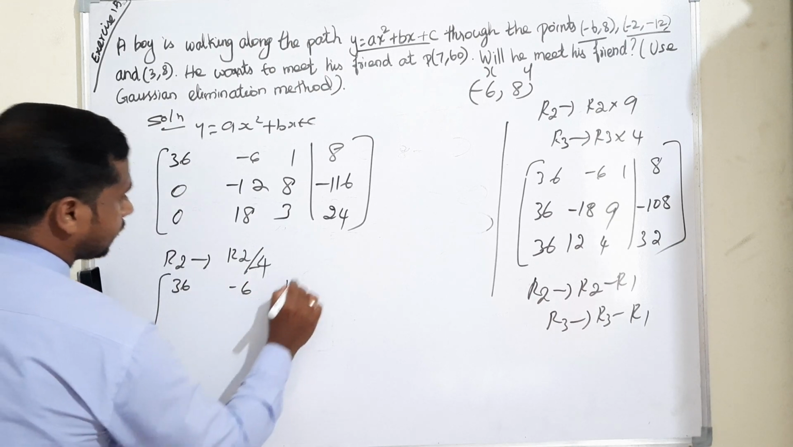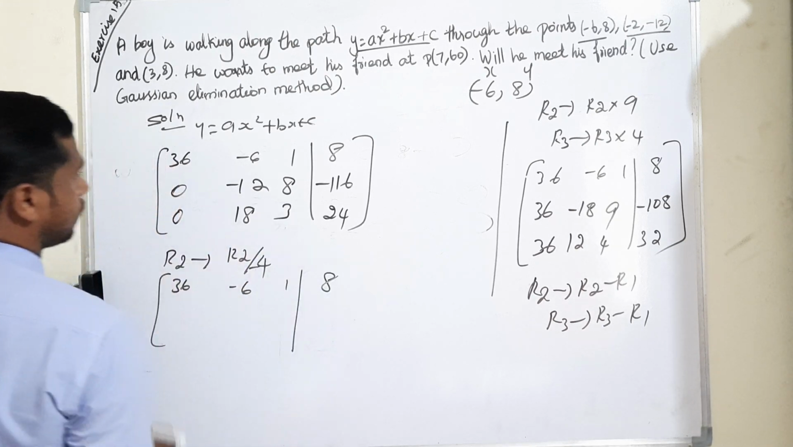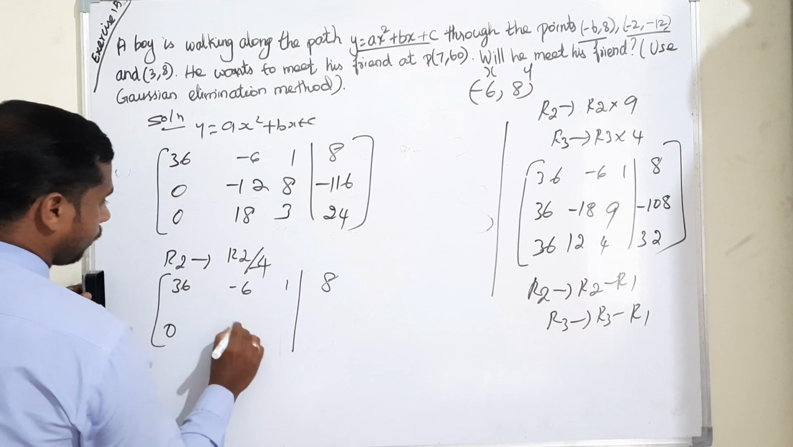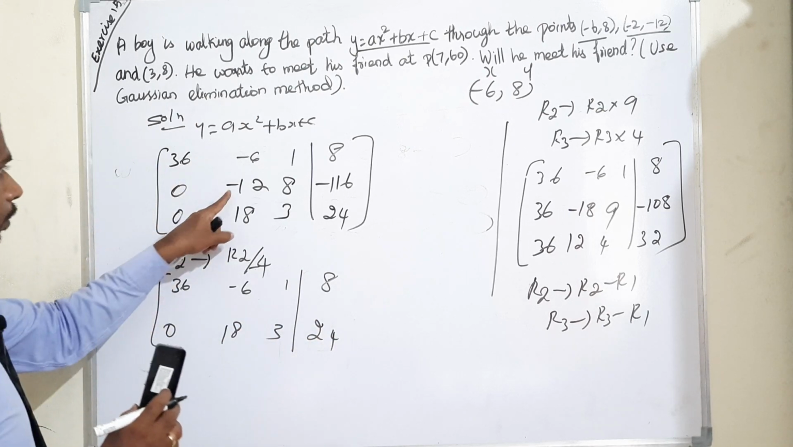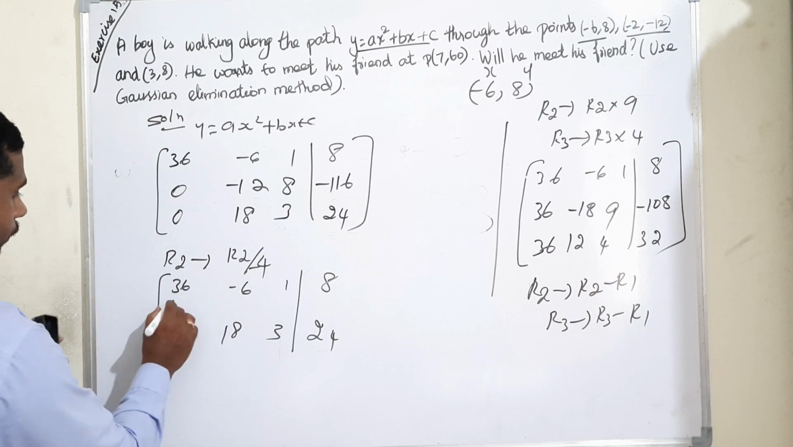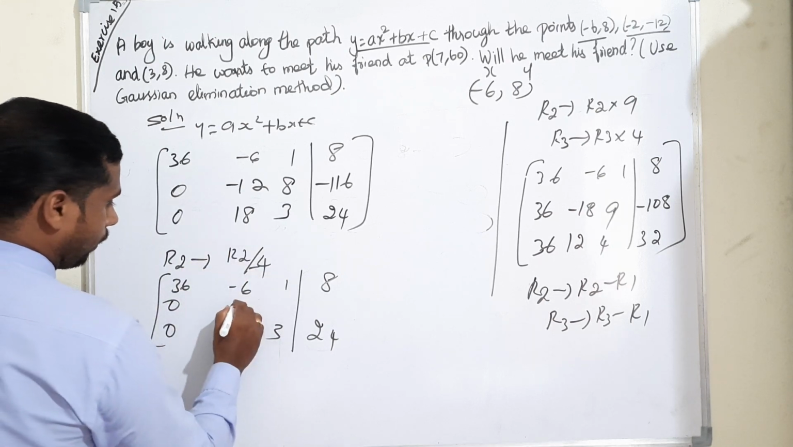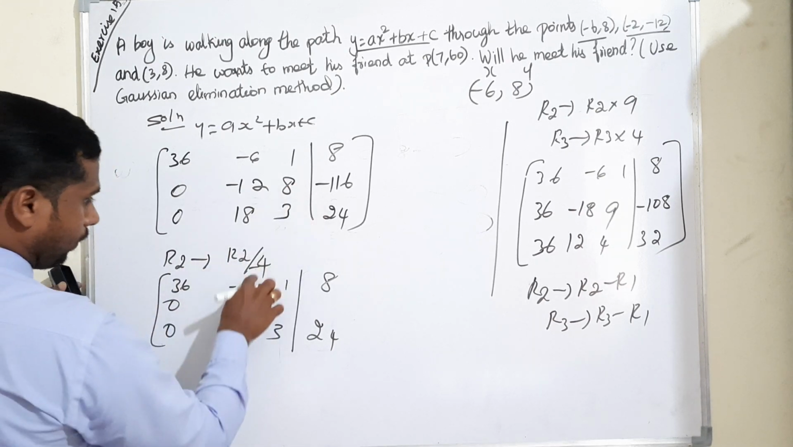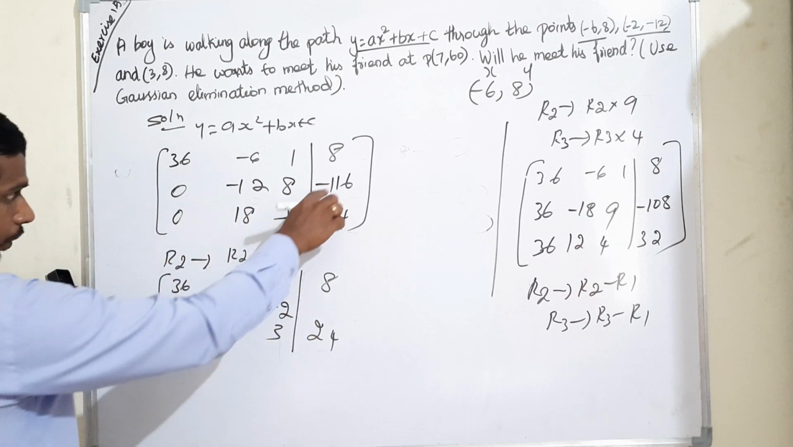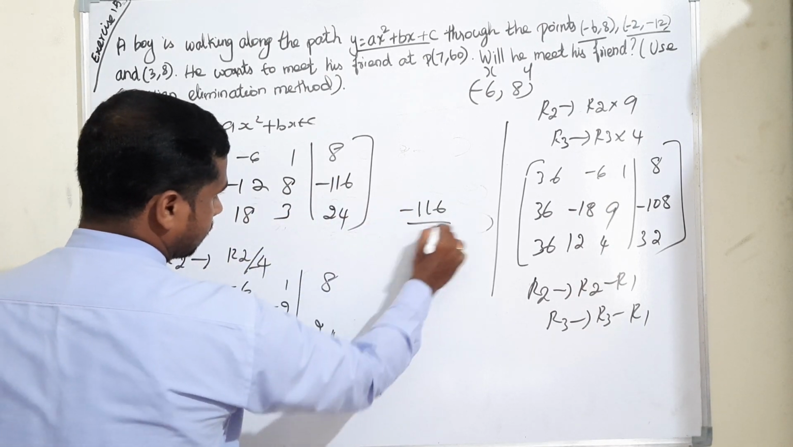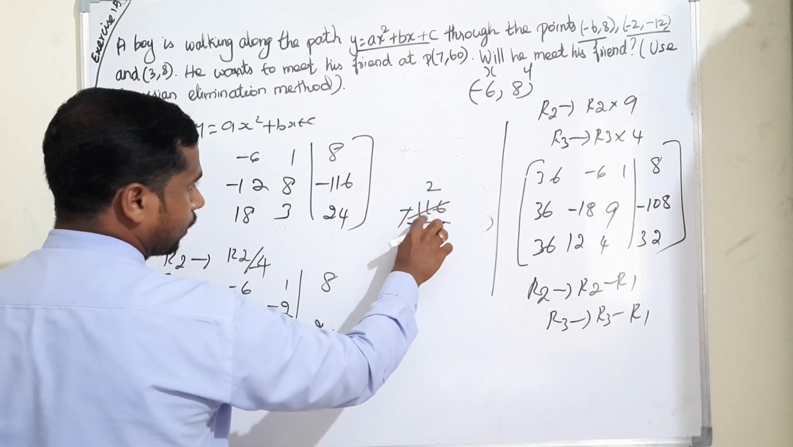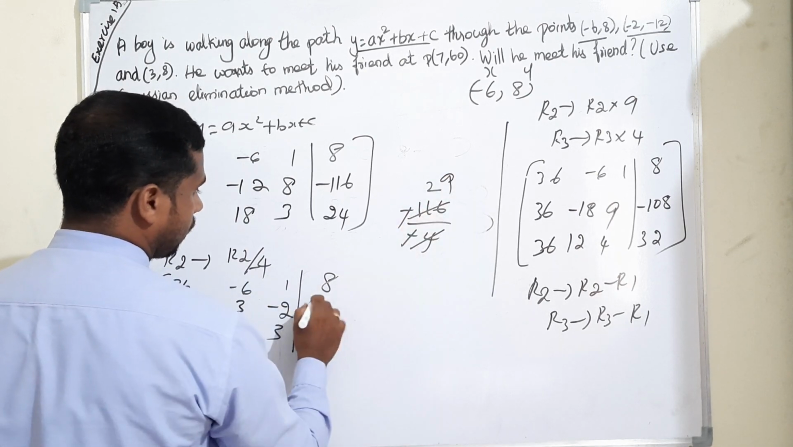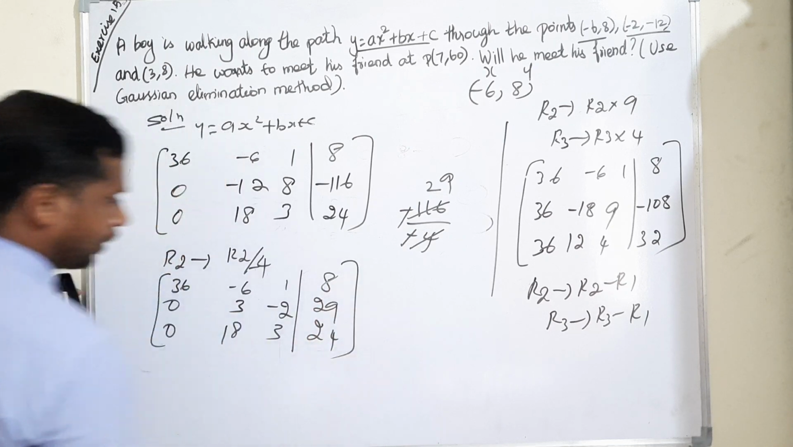36 minus 6 positive 1, 8. Third row 0, 18, 3, 24. Look there, minus 12 divided by minus 4. Minus minus cancel, 12 divided by 4 means 3. Again 8 divided by minus 4 is minus 2. Here minus 116 and minus 4, minus minus cancel. 116 means 2 4s are 8, 36. So 9 4s are 36. 29 will come, isn't it?